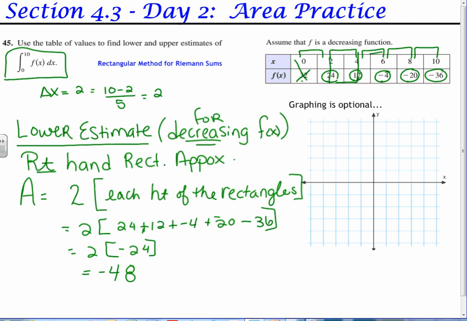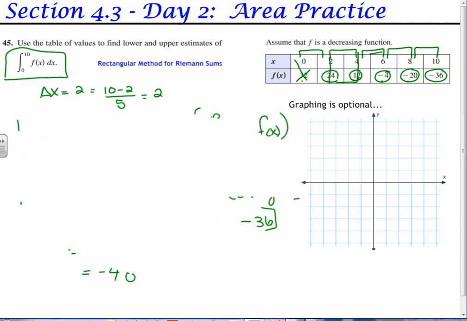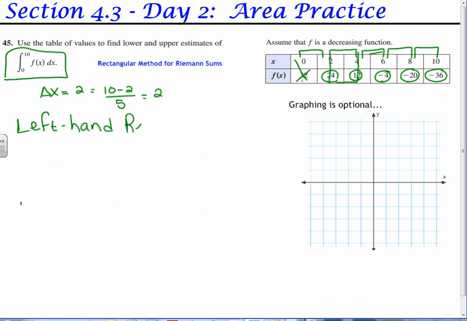Now let's go and do the upper sum. And that's going to be based on a left-hand rectangular method. So left-hand rectangular approximation will give us the upper sum. And I got to clean up my box because I wrote all over this.